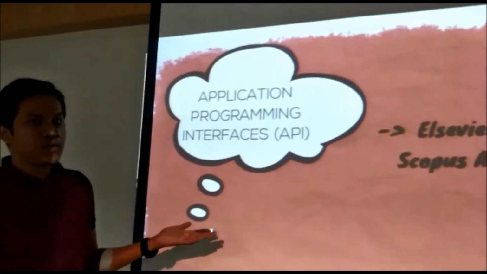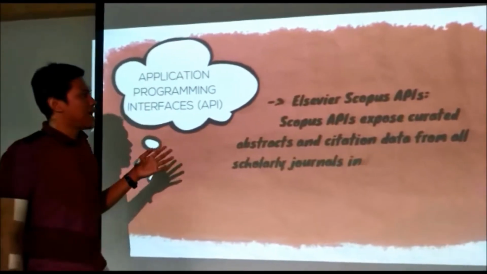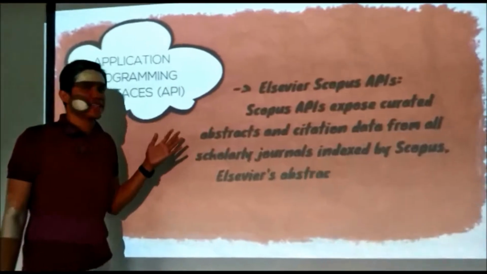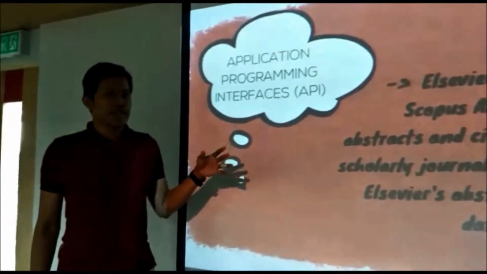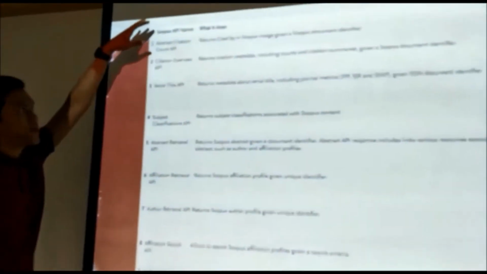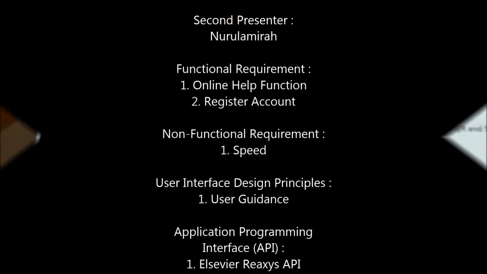Next, the API used is the Elsevier Scopus API, which exposes curated abstract and citation data from all scholarly journals indexed by Scopus. This is the Scopus API name and what it does, for example, the abstract citation count API.